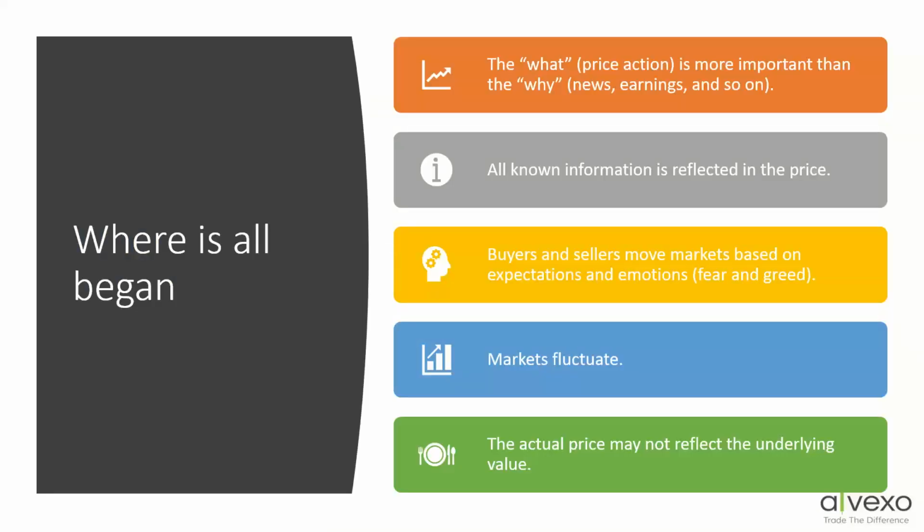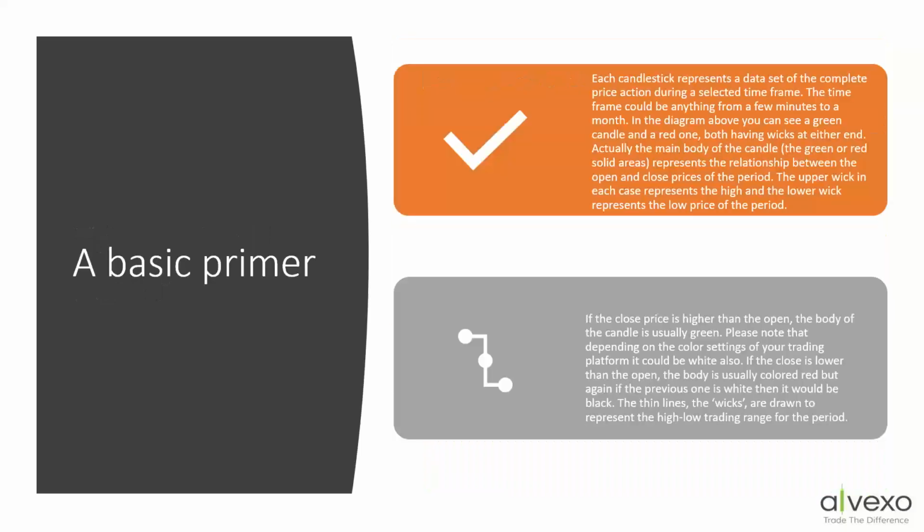Because what it's all about is price action. All the information is reflected in the price. Buyers and sellers move markets based on expectations and emotions. Markets fluctuate, and the actual price may not reflect the actual underlying value. Now, each candlestick represents a data set for the complete price action during that selected time period.